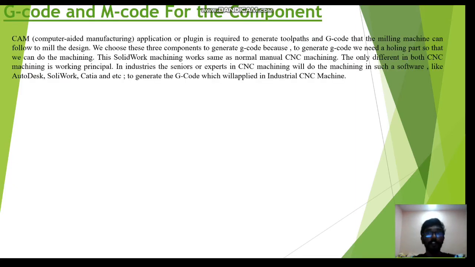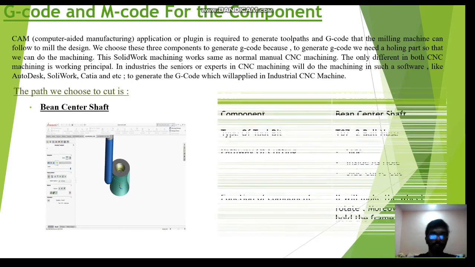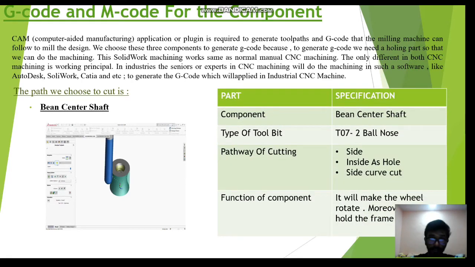G code is a code that will apply into the CNC machine to get a component, which cuts the solid into a component. For that, we have chosen some components that we have made in our wheelchair. Firstly, we create a center shaft. These are the specification and type of tool I've used: T07 2 ball nose, and the pathway of cutting is side insert and whole side curve cut, and the function of the component is below.